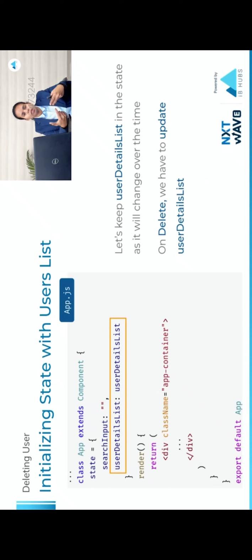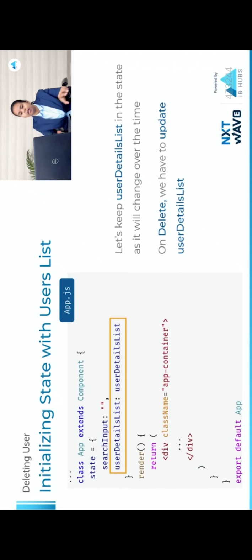Now, in the state object in the app component, we have a state object where we were previously maintaining the search input. We'll add another key, which is user details list, which will be used to maintain the list of users. Whenever a delete occurs, we'll update this user details list in the state object. Clear? So let's do this step.